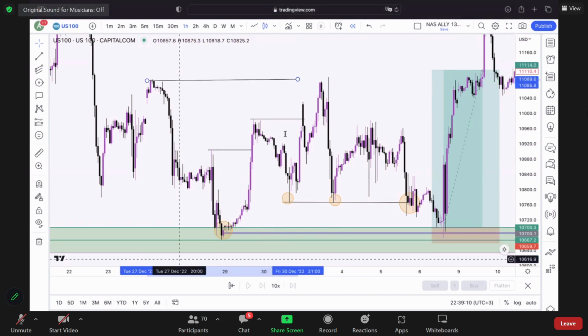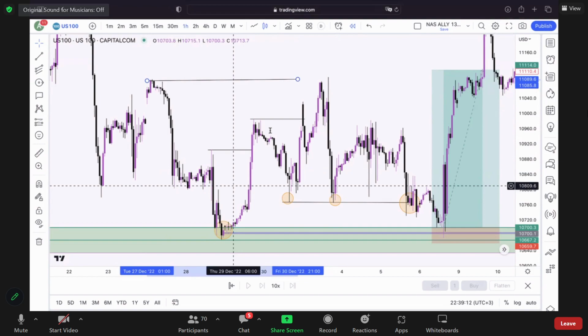Okay. Makes sense. Thank you. Makes sense. Okay, cool. Order block, imbalance, and breaker block. Okay, we're still going to get into breaker blocks now.